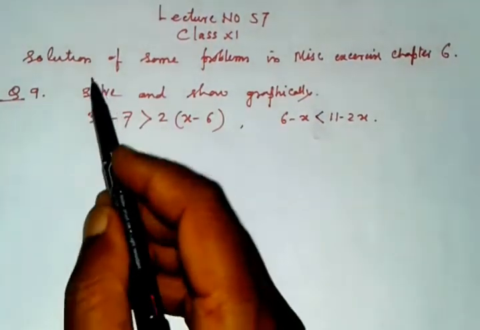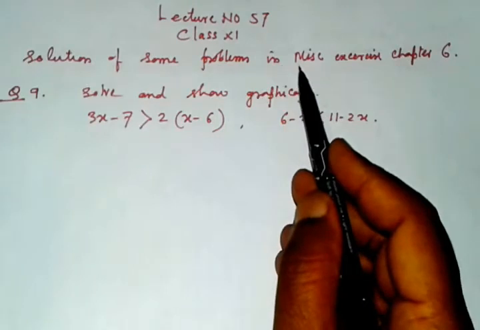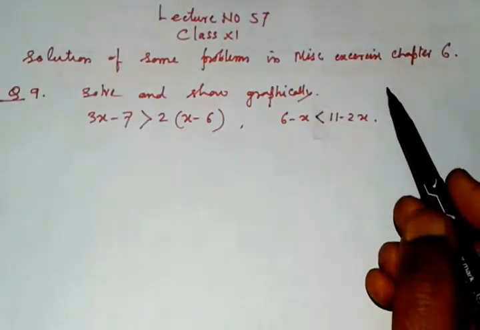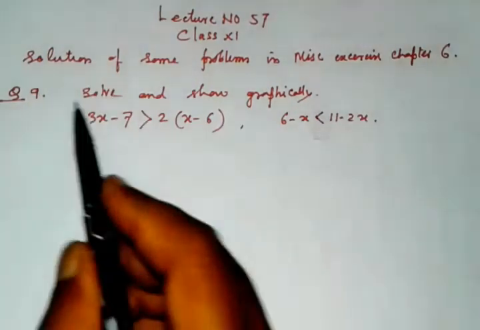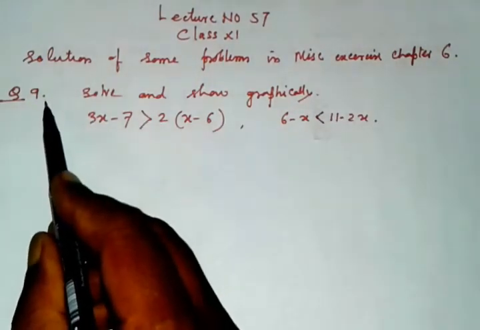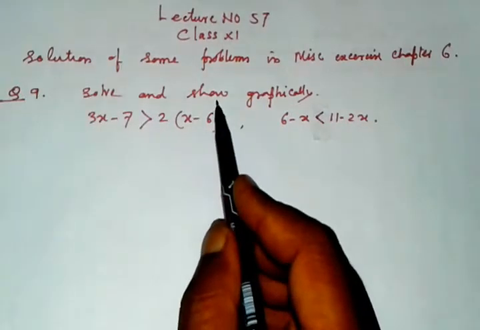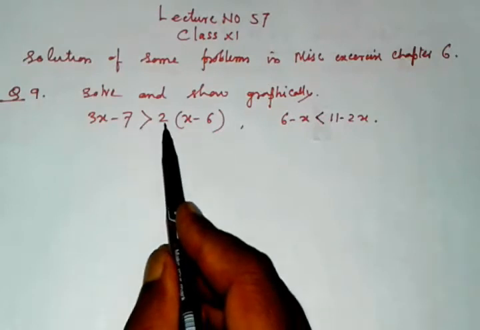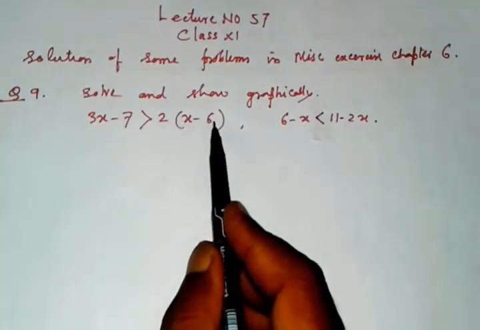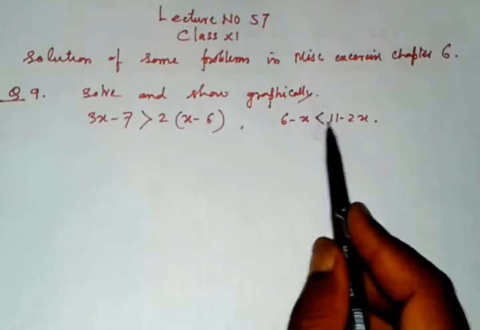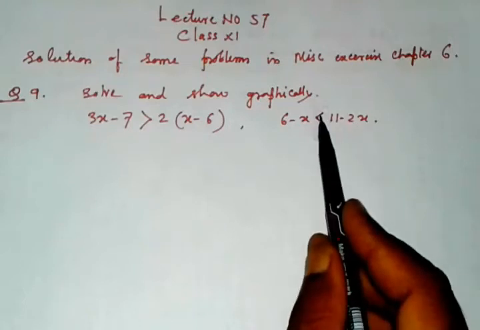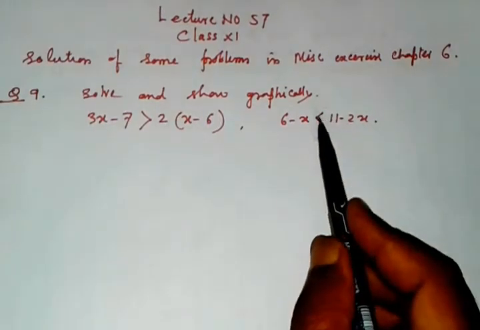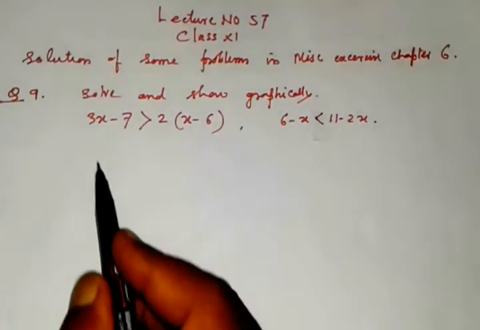Today also I shall discuss solutions of some problems in Miscellaneous Exercise, Chapter number 6. Also I have discussed some problems. Today's problem is question number 9. First, solve and show graphically 3x minus 7 greater than 2x minus 6 and 6 minus x less than 11 minus 2x. It is written as greater than in the textbook, but actually it should be less than.